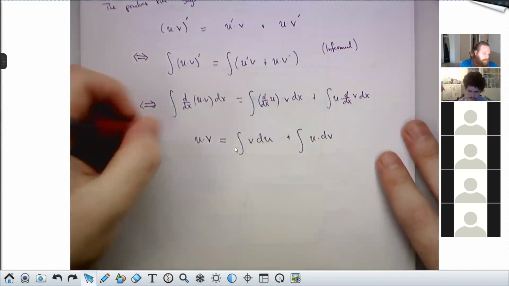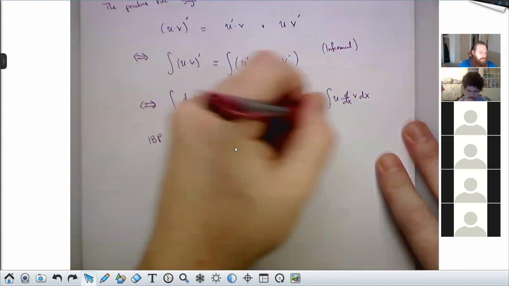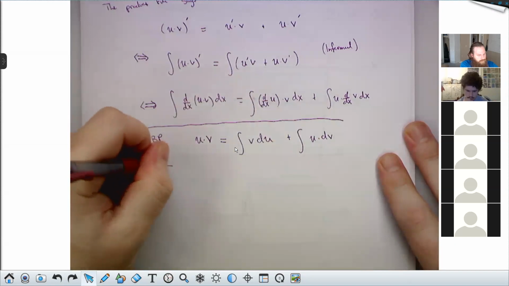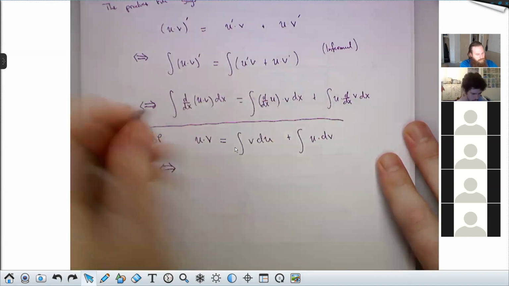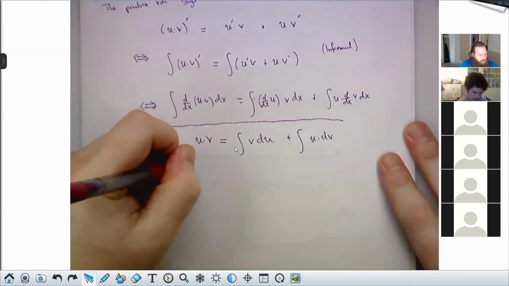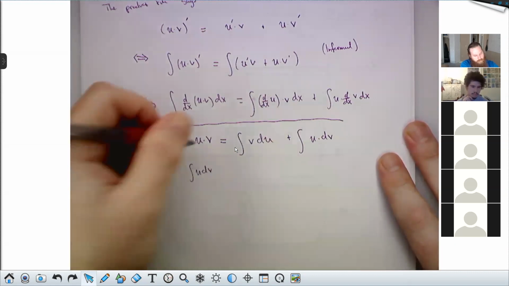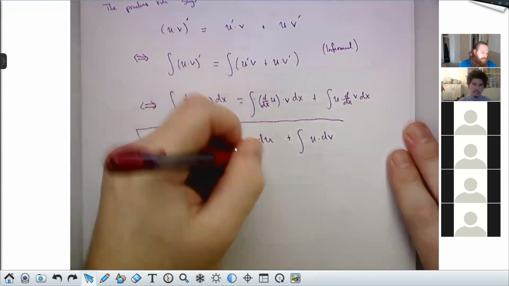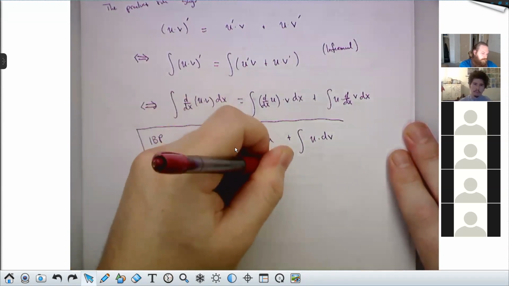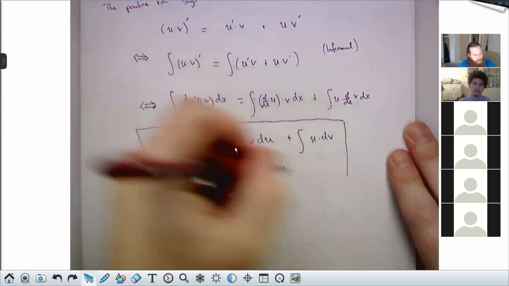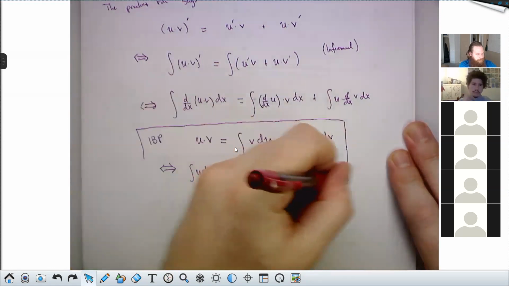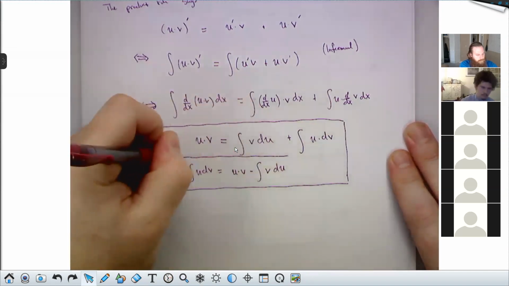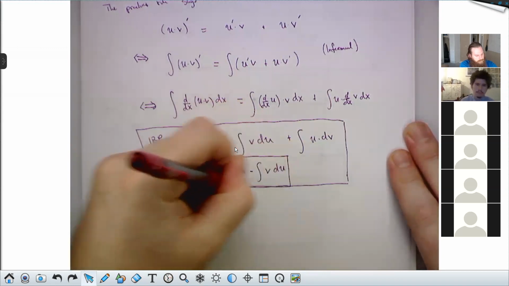This is the IBP formula. But most people rearrange it to say that the integral of u dv is equal to u times v minus the integral of v du. All right, so specifically this piece is the piece that most people memorize.